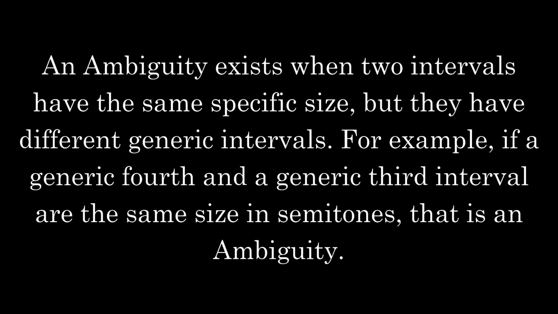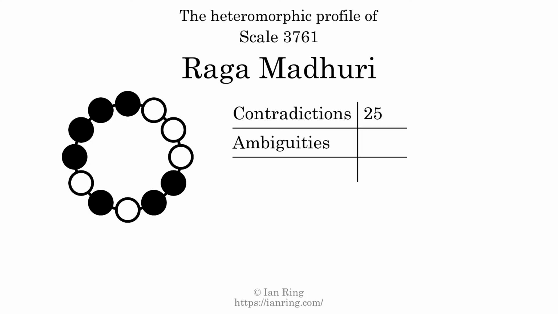An ambiguity exists when two intervals have the same specific size, but they have different generic intervals. For example, if a generic fourth and a generic third interval are the same size in semitones, that is an ambiguity. The number of ambiguities in this scale is 38.